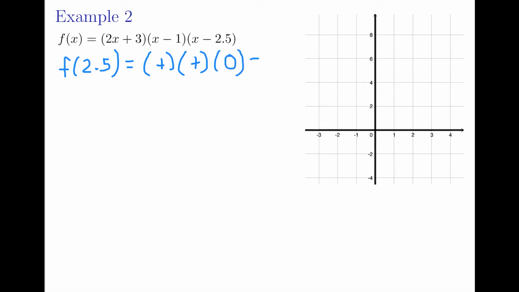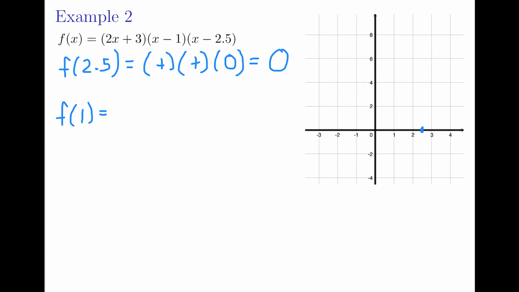And so that gives us 0 when we multiply those things together. So the key is that there is a dot on the graph right there. There is an x-intercept at x equals 2.5. Similarly, if you plug in 1, what's f of 1?